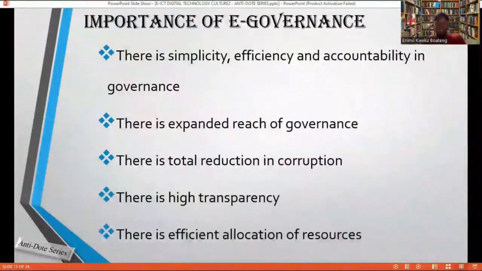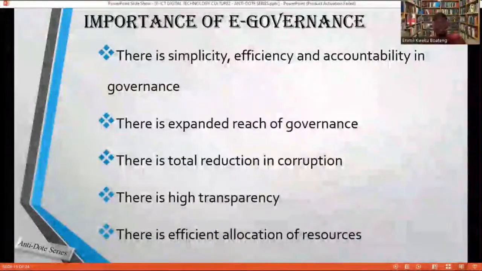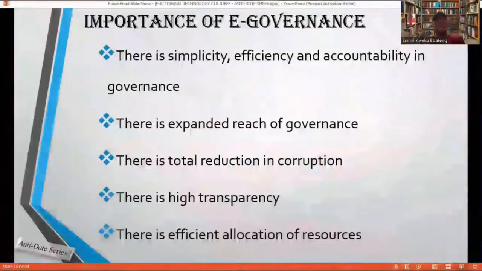And there is efficient allocation of resources. If ICT is employed or deployed, we would know that this particular region or this particular town lacks A, B, C, D. Hence, the urgent need to go there and have the basic amenities that they need done for them.